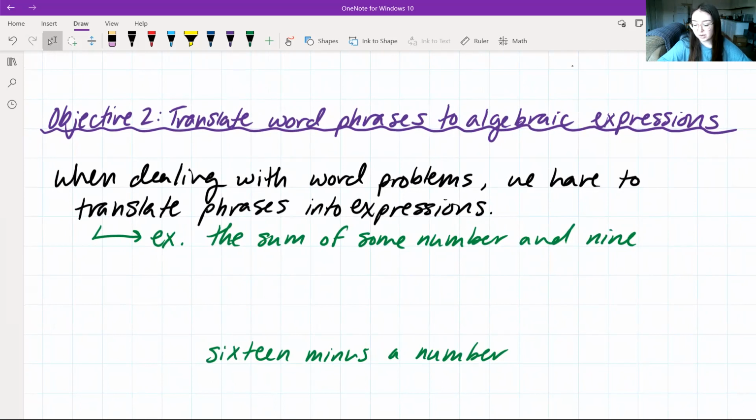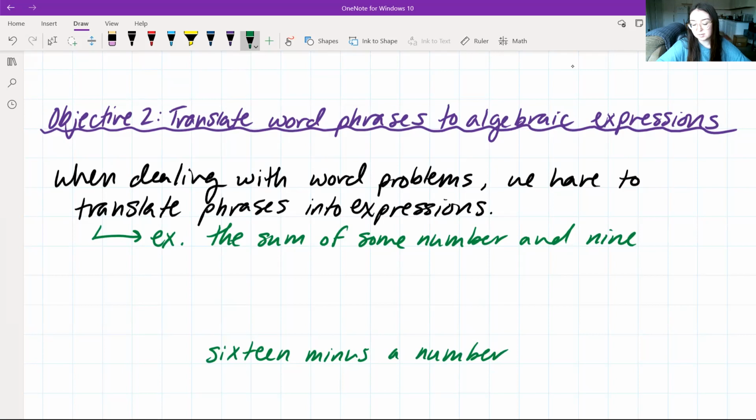But we can work on translating these word problems into expressions and vice versa. So as an example here, we have some phrases, and we want to translate these into expressions.